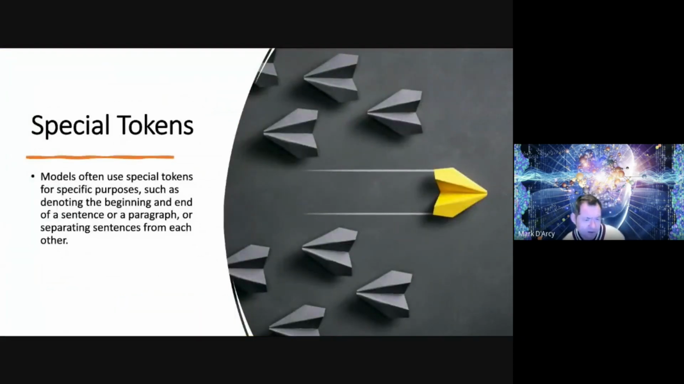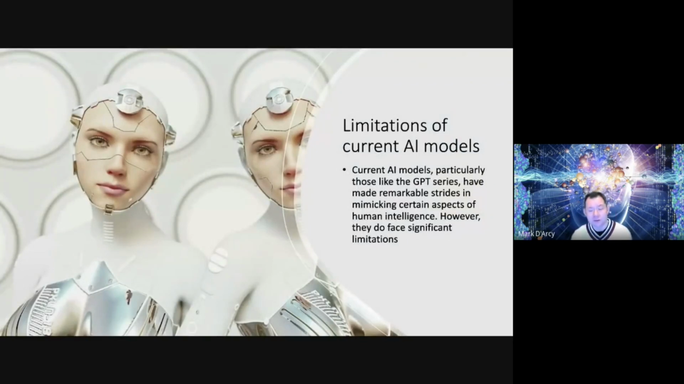Special tokens. Models often use special tokens for specific purposes, such as denoting the beginning and end of a sentence or a paragraph, or separating sentences from each other. Otherwise, you just get a big, meaningless block of text. There are limitations of current AI models, though. They're very good. As you know, they can basically give you some very convincing answers to your questions. They can write convincing pieces of text.